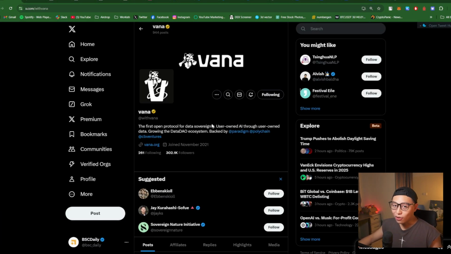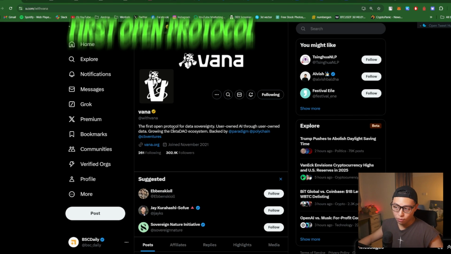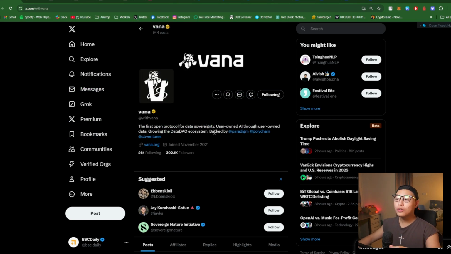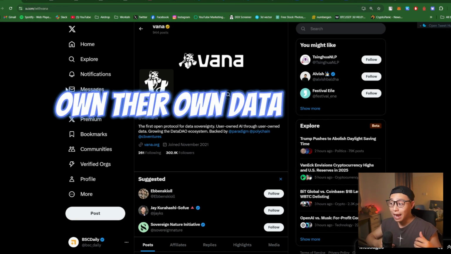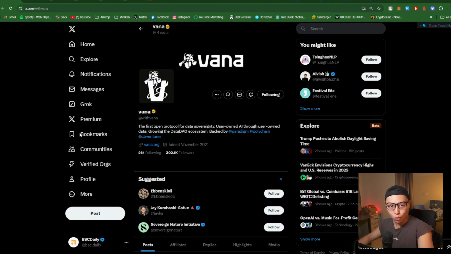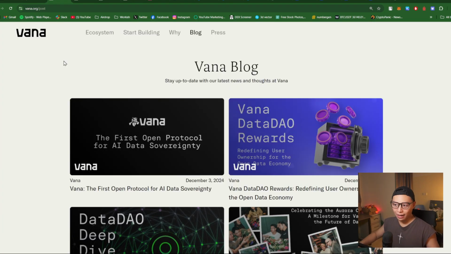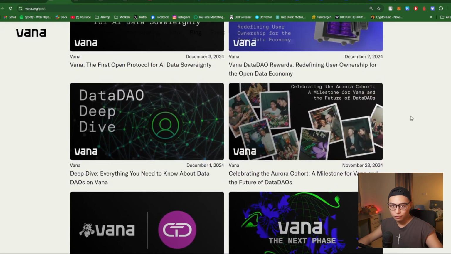Right off the bat, VANA in their bio on X said that they are the first open protocol for data sovereignty, user-owned AI through user-owned data. So from reading this, people would think that VANA allows users to own their own data somehow and then create their own AI, right? User-owned AI. Well, actually, that's not what's happening here, because the whole idea behind VANA, after reading through all of these blogs, from what I think, is allowing users to contribute their own personal data to the VANA network, and in return, the users earn rewards based on the data that they provided.